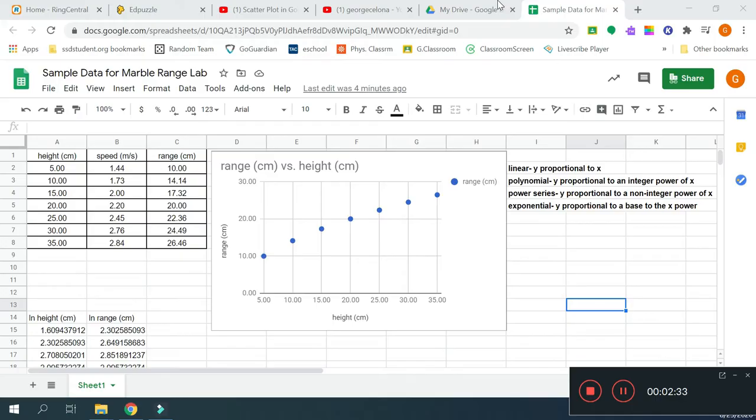There's obviously some others too. But we want to be able to tell what type of relationship we are looking at in data. So we'll use this data as an example. So let me show you how to do a trend line.